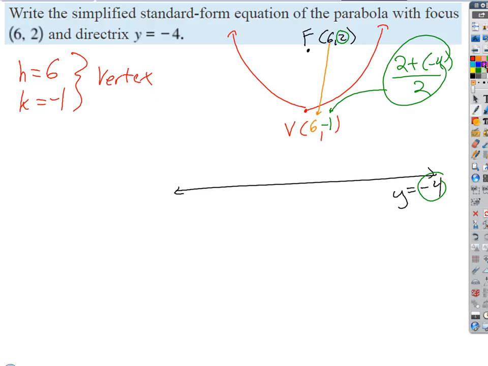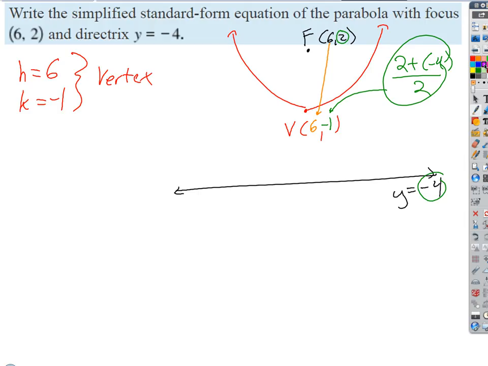Is p going to be positive or negative here? Positive. What's one reason you could tell me, you could look at this and say, oh, it's positive for sure. How come? Good. Parabola opens up, right? If it's a vertical parabola, p is going to be positive if the parabola opens in the positive direction, so it opens up. P would be negative if it opens in the opposite direction, if it opens down.